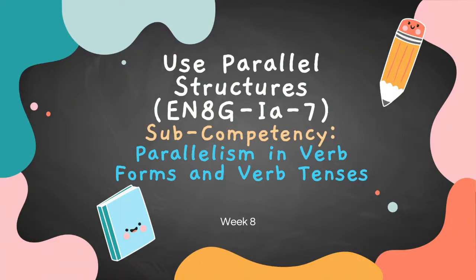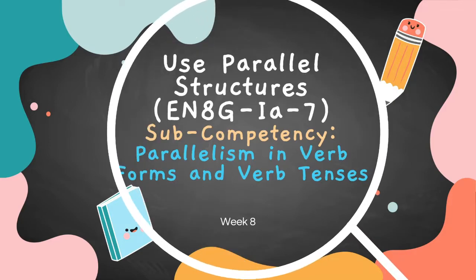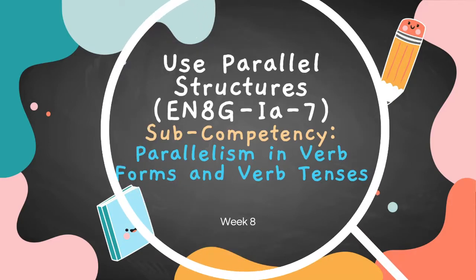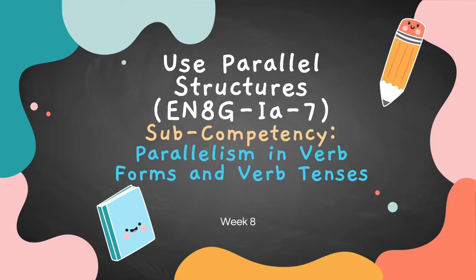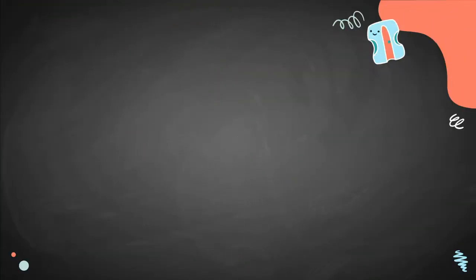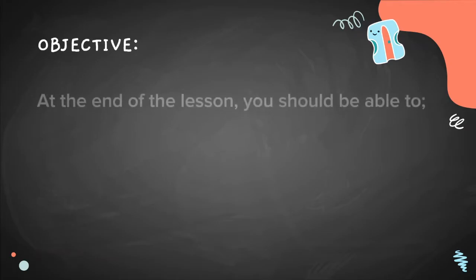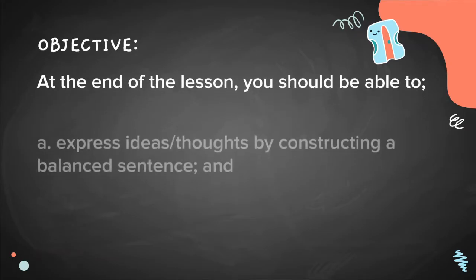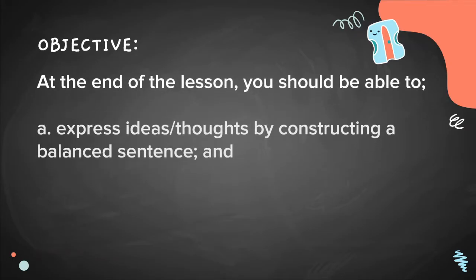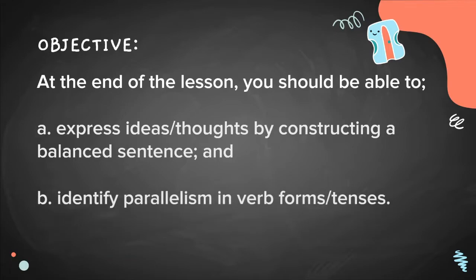This is Marvin, and now we are going to talk about using parallel structures in our English 8. For week number 8, we have the sub-competency: parallelism in verb forms and verb tenses. Let's proceed with the topic's objective. At the end of the lesson, you should be able to: A, express ideas and thoughts by constructing a balanced sentence, and B, identify parallelism in verb forms and tenses.